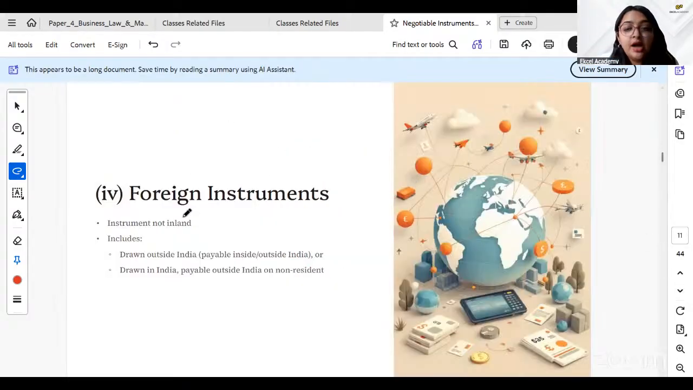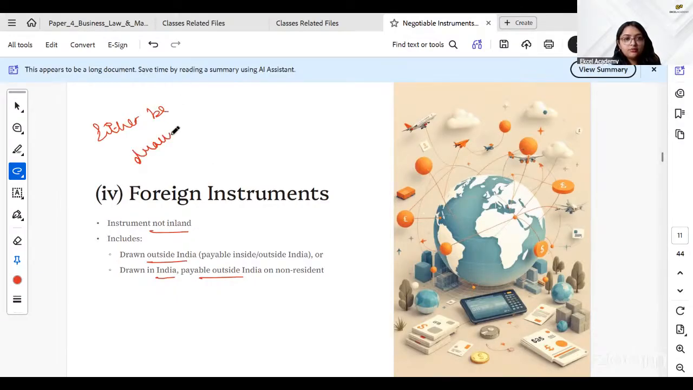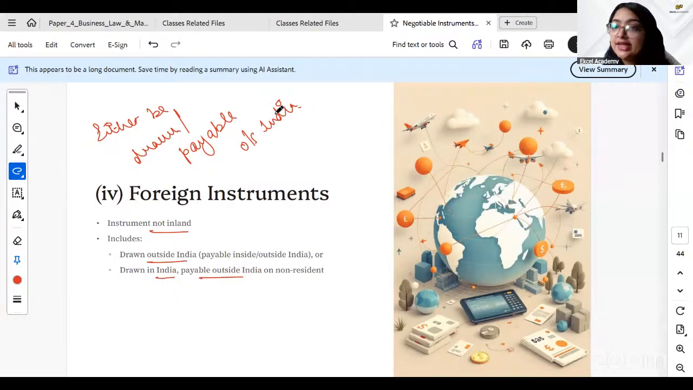Next, you have your foreign instruments, where the instrument is not inland. Which means that it is drawn outside India and payable inside or outside India, or drawn in India and payable outside India. So either one. It should either be drawn or payable outside India. The minute any one of these comes in, it becomes your foreign instrument. An inland instrument is drawn and payable within India. A foreign instrument is either drawn outside India or payable outside India.